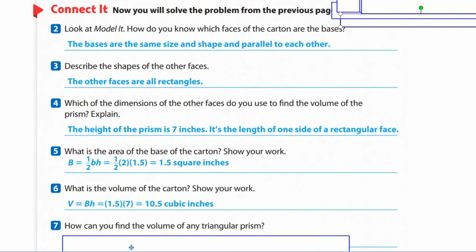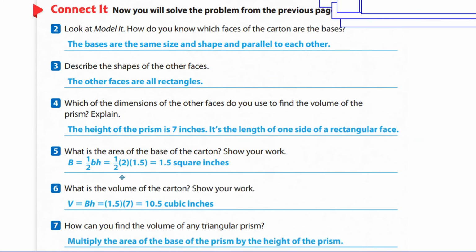Question 7. How can you find the volume of any triangular prism? Well, you multiply the area of the base of the prism by the height of the prism. And we talked about that. That's why the B is an uppercase letter. You have to find the area of the base and then times the height. Uppercase, because there are different bases. In this case, it's a triangle.